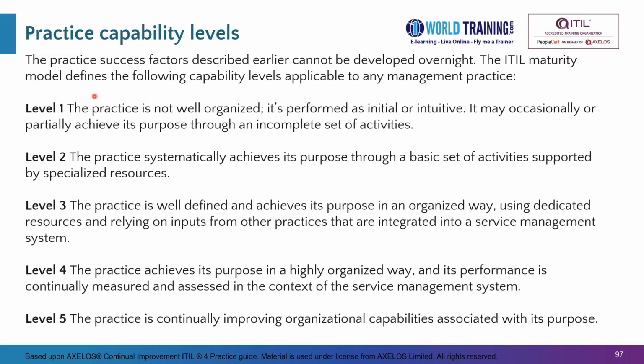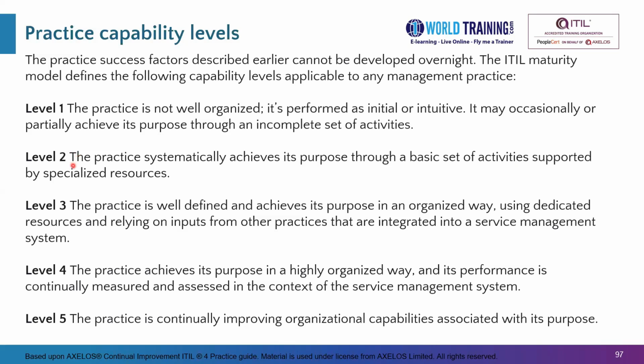Therefore, this ITIL maturity model defines 5 different capability levels that are applicable to any of the 34 management practices. These levels are 1, 2, 3, 4, and 5. Level 1 means the practice is not well organized, which means it is not matured at all. It is performed as initial or intuitive or in a habitual manner by the people in the practice. And due to that, it may only occasionally or partially achieve its purpose through an incomplete set of activities. So this means that the processes may not be done properly, completely. Some of the activities could be missing or some of the processes could be missing in this practice or in any practice.